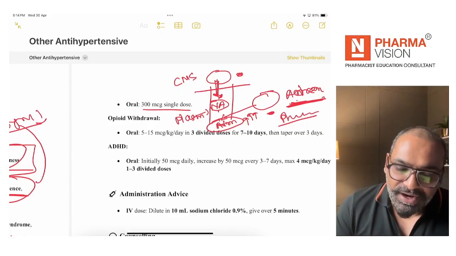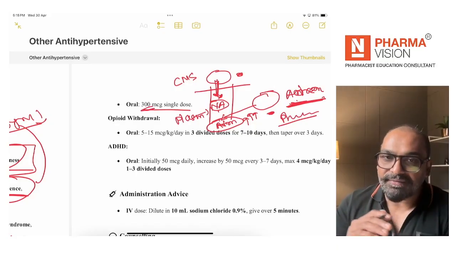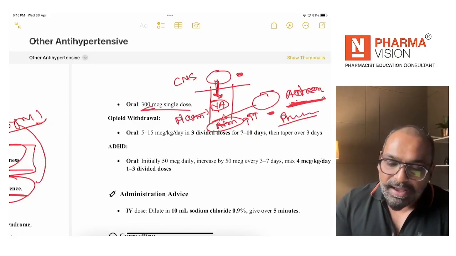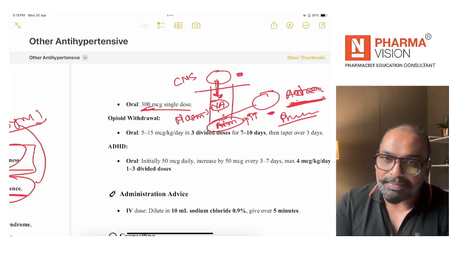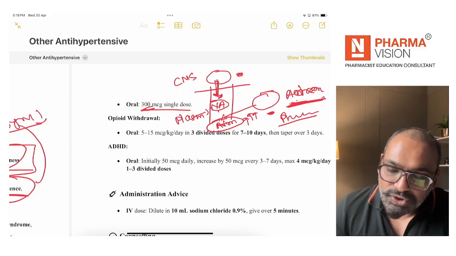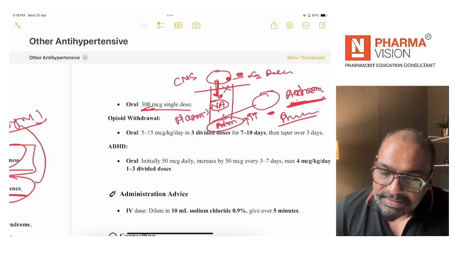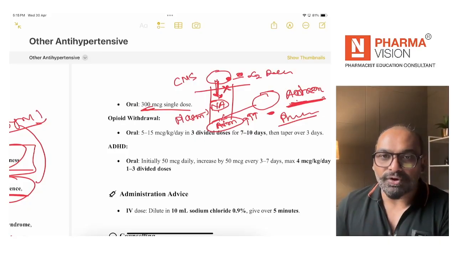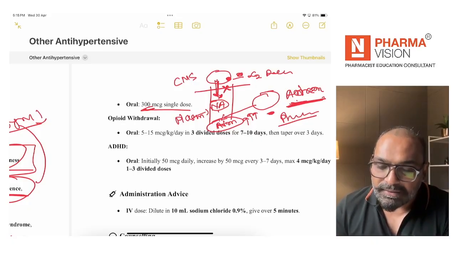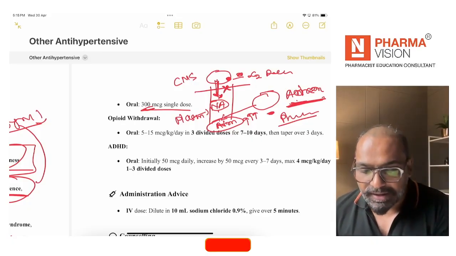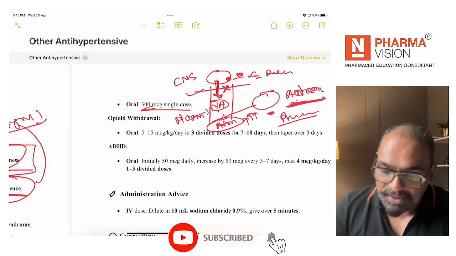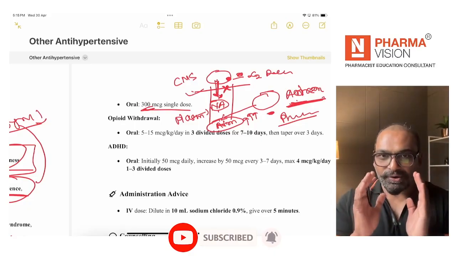For example, we give the patient 300 microgram of clonidine. This 300 microgram stimulates your alpha 2 receptor, and that decreases the surge of noradrenaline. If this happens, how are we going to conduct the test?